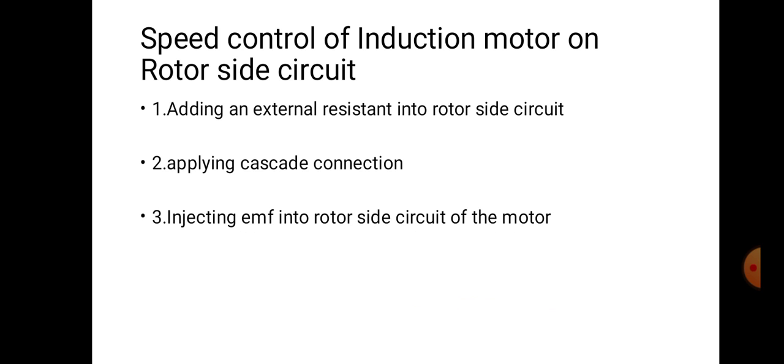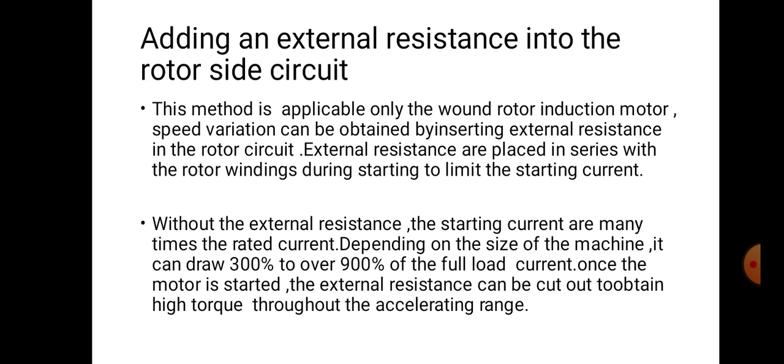Then, speed control of induction motor on the rotor side circuit. In this rotor side circuit, there are three methods. First method, adding an external resistance into the rotor side circuit. Second method, applying cascade connection. And third method, injecting EMF into the rotor side circuit of the motor. First method, adding an external resistance into the rotor side circuit.